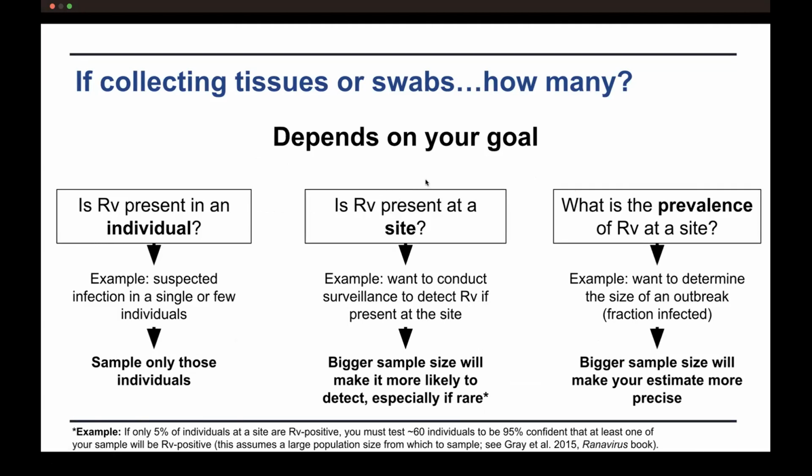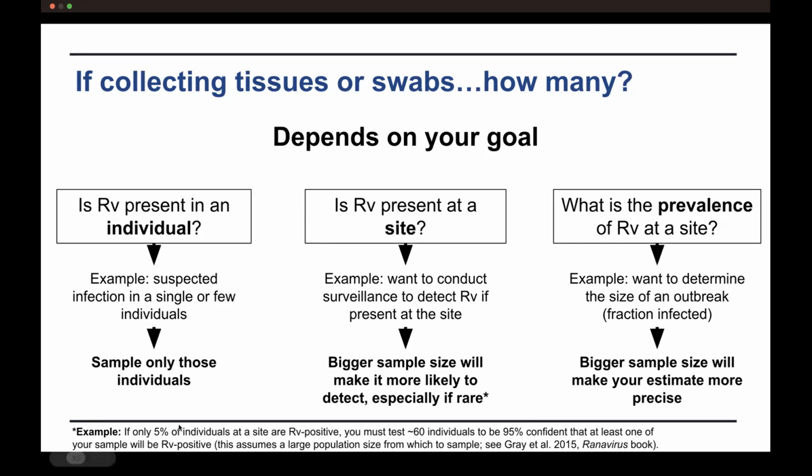Now, if you're doing surveillance and you want to ask other questions, like, is ranavirus present at a site at all? You don't know if it's there or not, and you want to collect enough samples to try to figure out if it's there. Well, maybe it's obvious, but a bigger sample size will make it more likely to detect the virus, especially if it's rare. I have an example here from the Ranavirus book, and Jesse is working on updating that section as well.